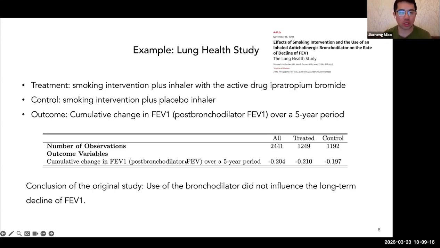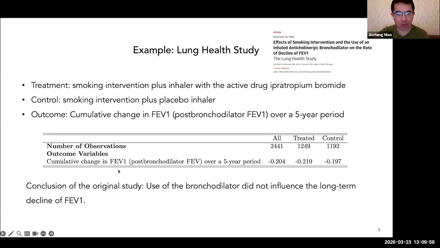Their major question of interest is that for smokers, who will have lung damage, they want to understand whether people who are prescribed these drugs will have a slower decline of their lung function, which is typically measured by the FEV1 levels over a 5-year period. So this is the number of people who participated in these studies and also have genetic variables. In total, there are around 2,500 folks, and half of them are treated, that is randomized, and half of them are controls.